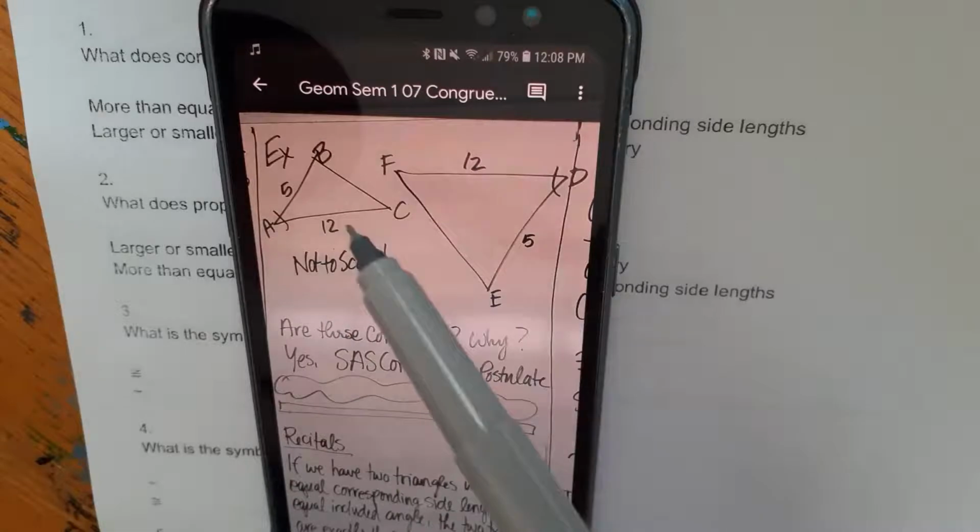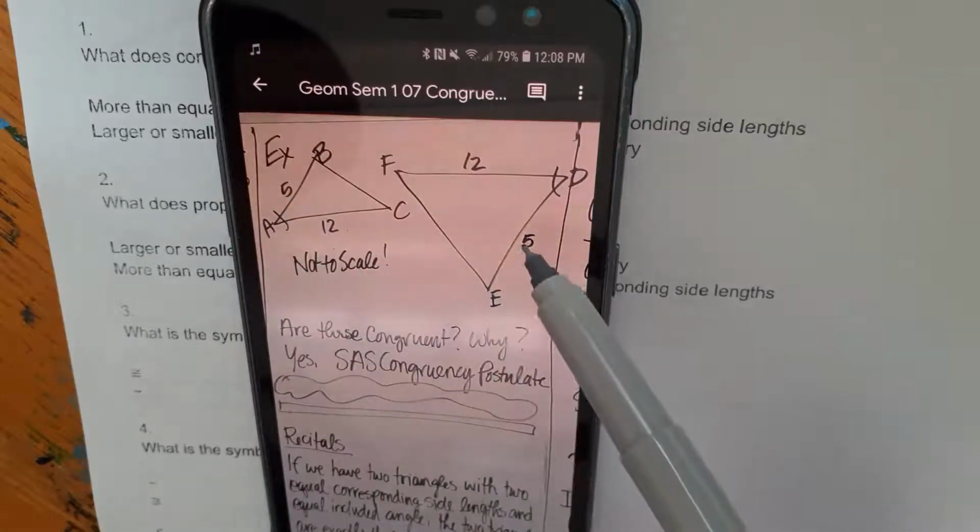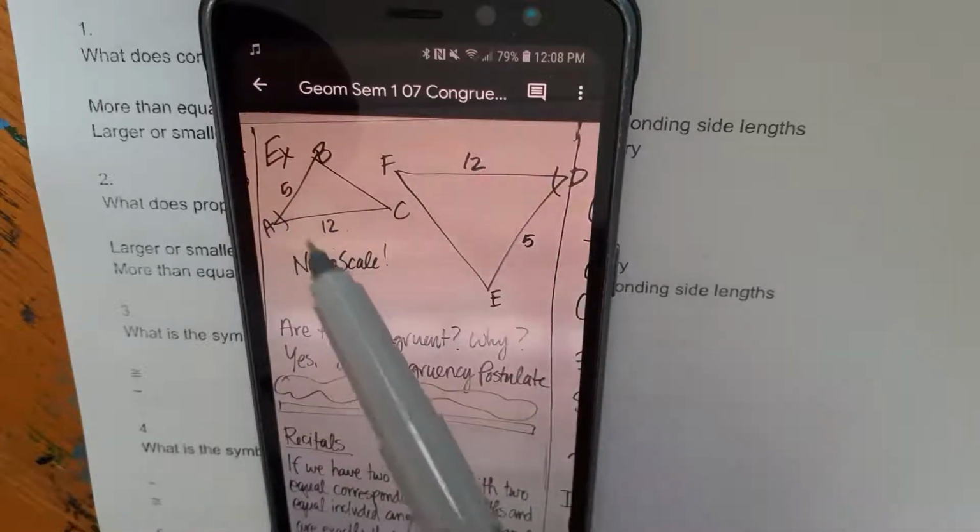So let's look at this one here. Here's a side 5, here's a side 5. Here's a side 12 and a side 12, and so those sides are equal lengths.